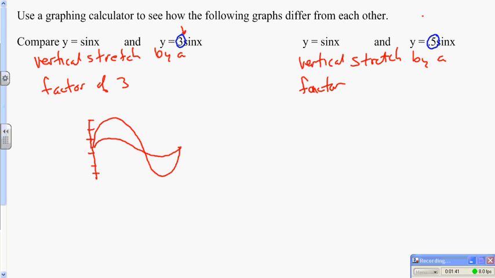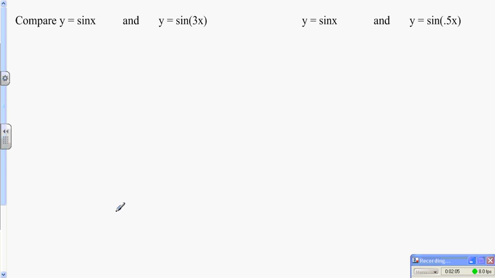You can say by a factor of 0.5, but really what's happening is, if you look at this, it's the same as 1/2. So you can say 1/2 also. Either one's fine, by a factor of 1/2 or 0.5. All right. Now we're going to come back to these in a moment just to finish up some terminologies, but let's move on to what happens when the numbers are affecting x.